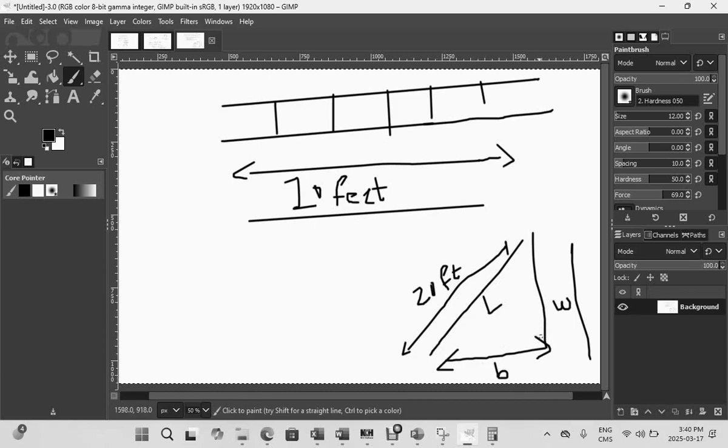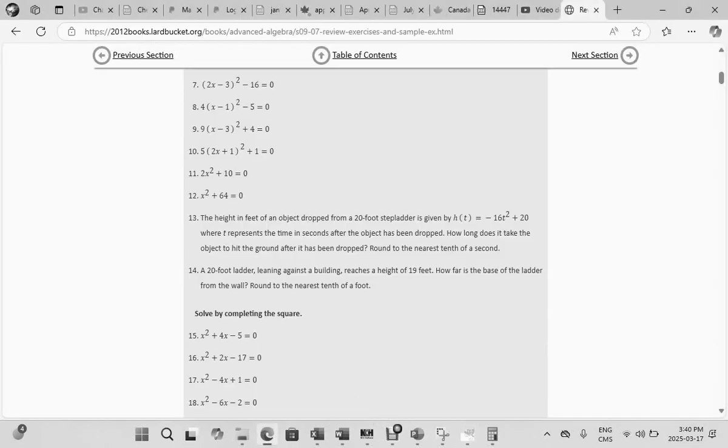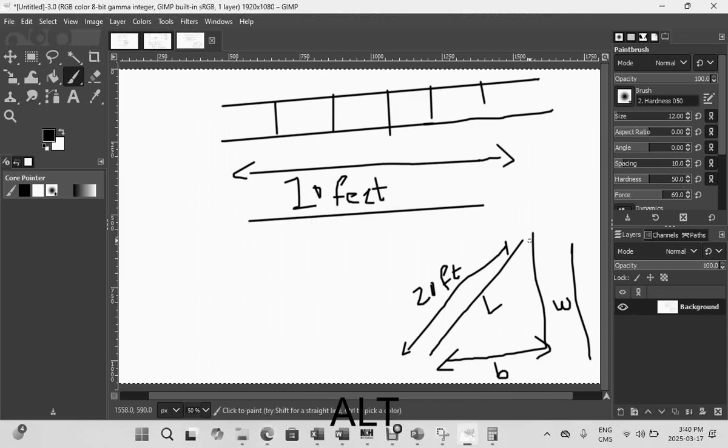And you also know the height that the ladder reaches. Let's say you need to reach something, you're installing a surveillance camera, and you need to reach a certain height to install that system. So let's say this height is 19 feet, which is H. So H equals 19 feet, length is 20 feet. You need to figure out your base.